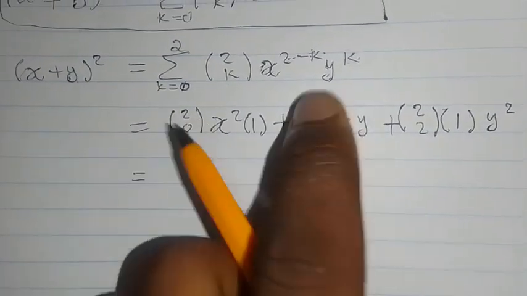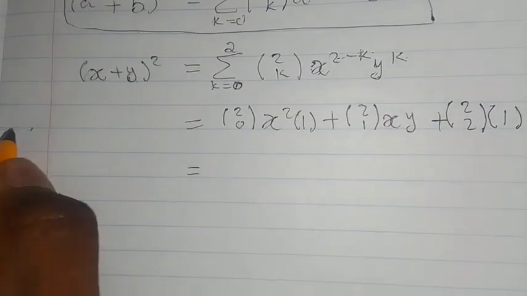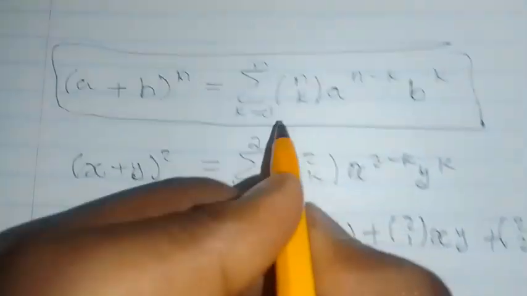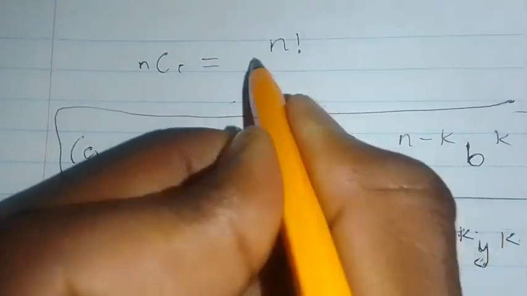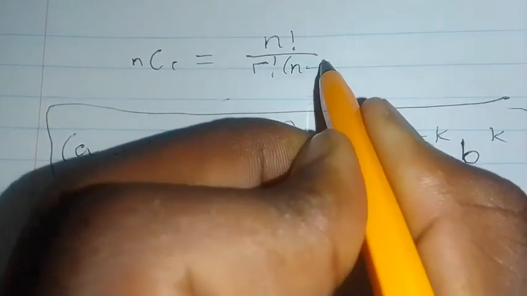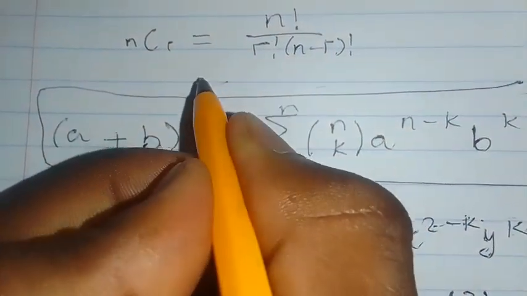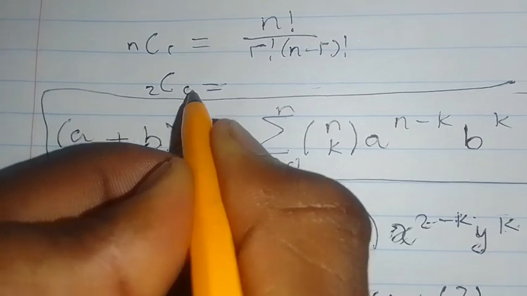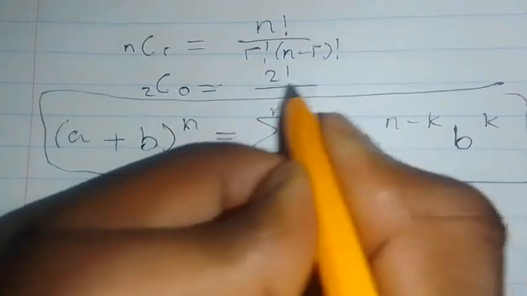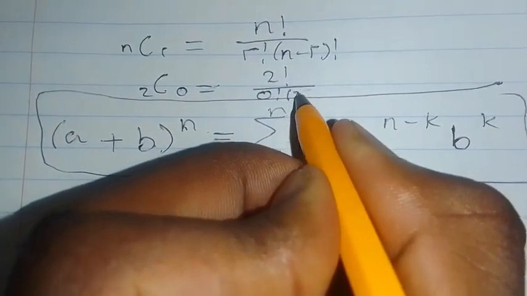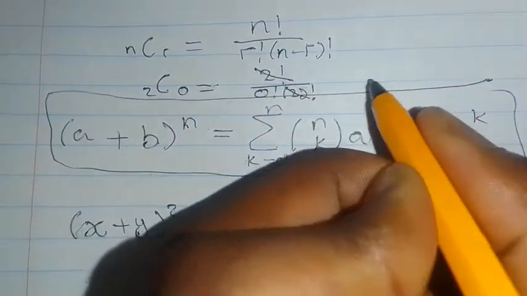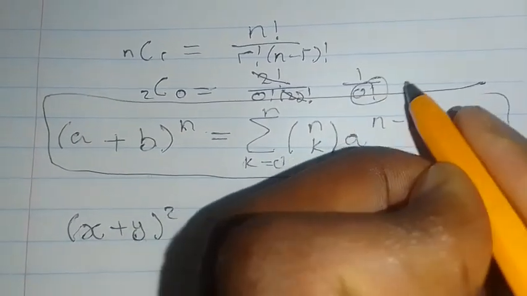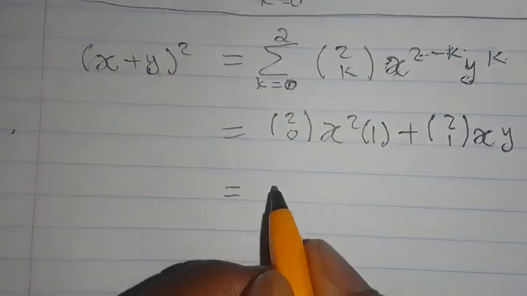Okay, so now 2 combination 0, that's 1. I'm pretty sure you're familiar with combinations. How do they work? Let me just show you. n combination r is just n factorial over r factorial times n minus r factorial. So when I say 2 combination 0, this will basically be 2 factorial over 0 factorial times 2 minus 0 factorial, which will just be 2 factorial again. Then the 2 factorial and 2 factorial cancel out. Then you just have 1 over 0 factorial, and 0 factorial is just 1. 1 over 1, that's 1. So here you'll just have 1.